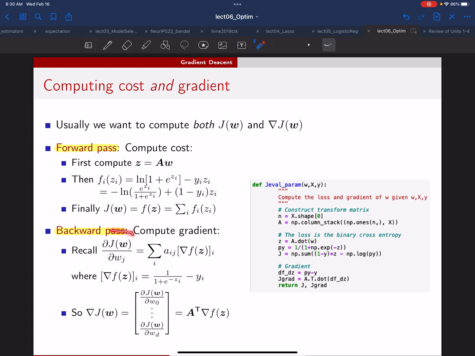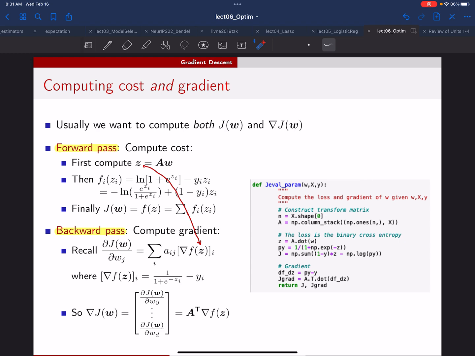So first, I want to take the gradient of J with respect to wj. We know from the previous page, multivariable chain rule, this is the sum over i of aij times the gradient of f at the z vector, and now we're just looking at the ith element. And again, this z was computed in the forward pass. And furthermore, we saw the expression for that looks like this.